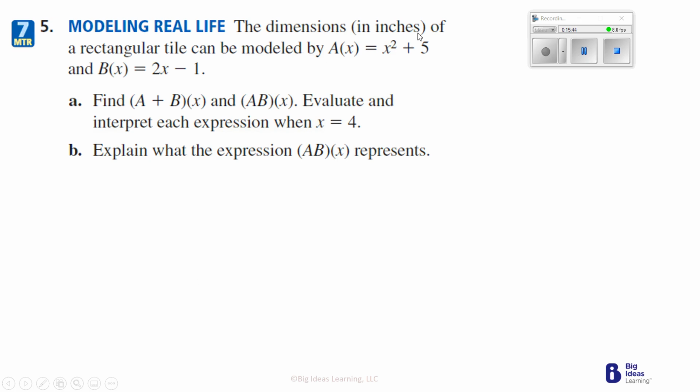The dimensions in inches of a rectangular tile can be modeled by a(x) = x squared plus 5 and b(x) = 2x minus 1. Find (a plus b)(x) and (a times b)(x). Evaluate and interpret each expression when x is 4. Then explain what the expression (ab)(x) represents.